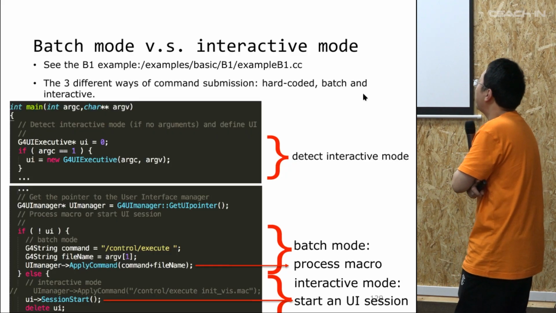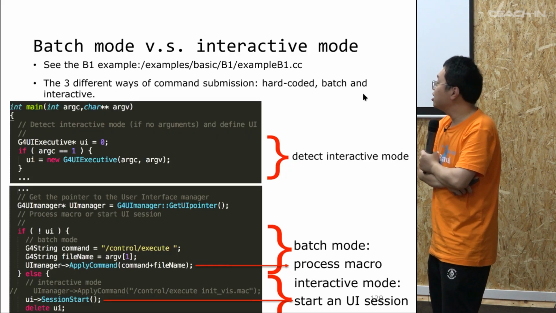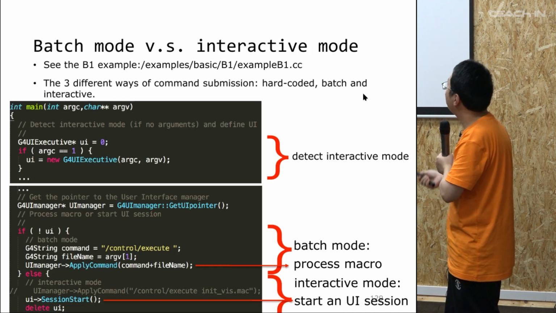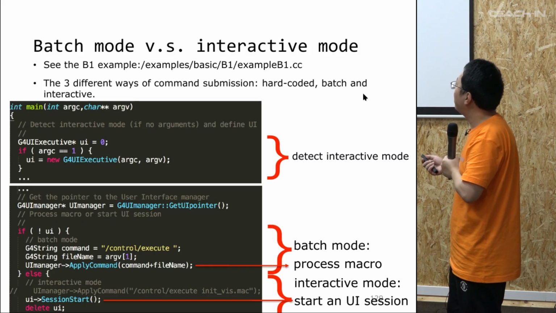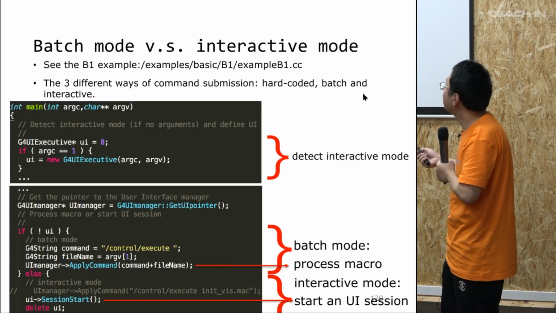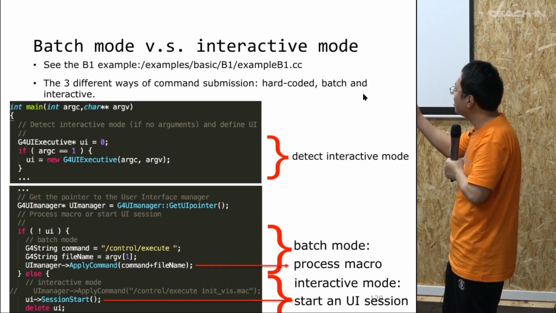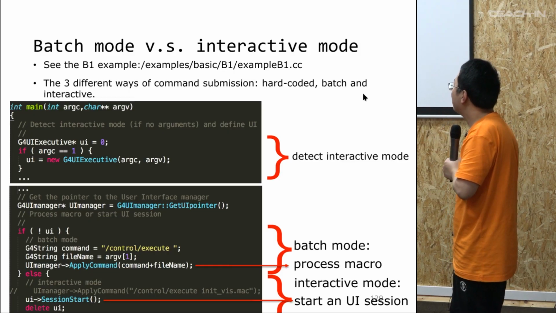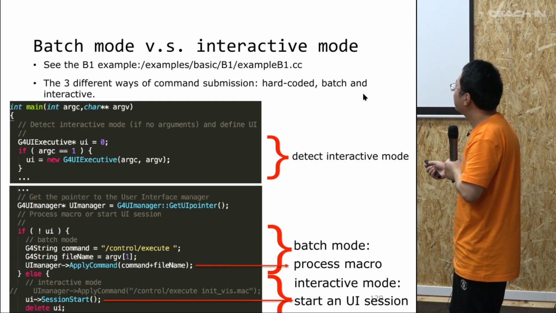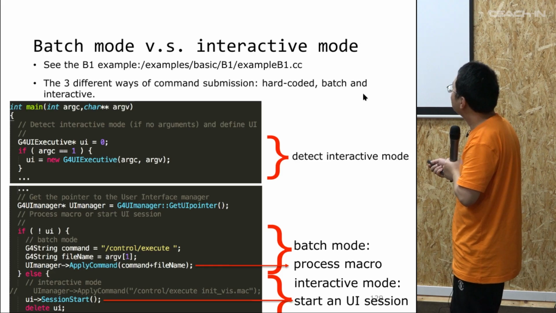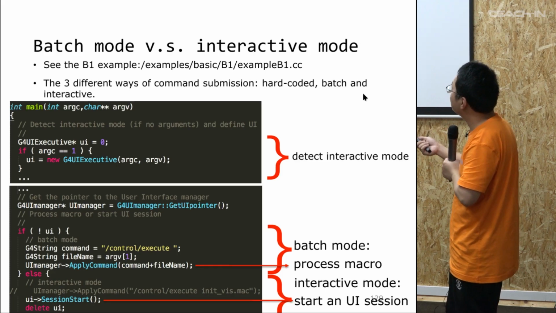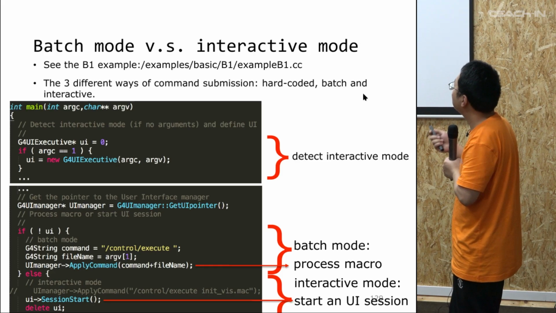So in Geant4, most of the time we provide two modes. One is the batch mode, and another is the interactive mode. If you are new to Geant4, the interactive mode could be very useful for you to understand what happens in the Geant4 simulation. So this is how Geant4 implements this: in one program, it can support both batch and interactive mode.